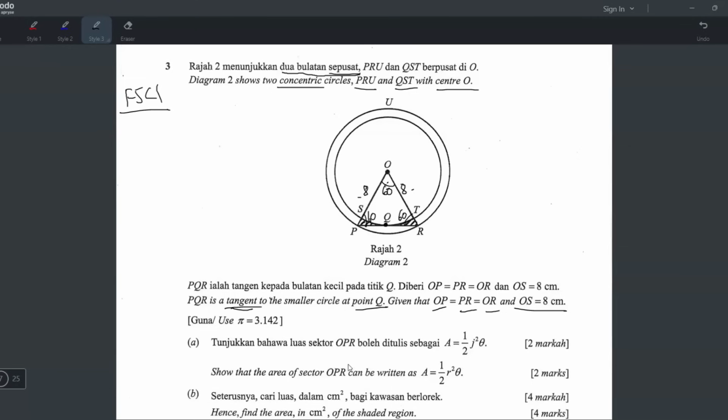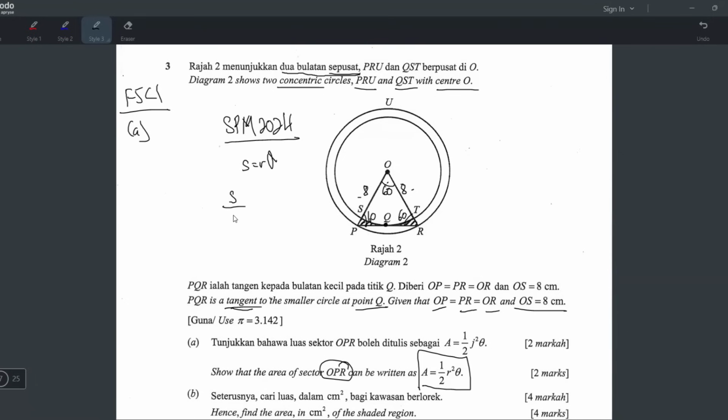Show that the area of sector OPR can be written as this. Okay, this is a show question. I remember in the SPM 2024, the actual SPM paper, they also asked something like that. But they asked to prove the s equals r theta formula. And I remember I did this on my YouTube also. I already uploaded it. It's already on my YouTube, the SPM 2024 actual paper. And I remember they asked to prove this formula, and I still remember the way to do it.